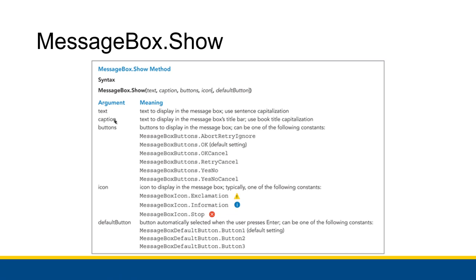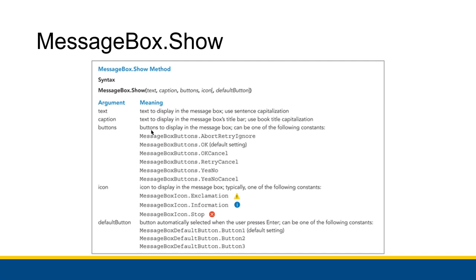You have a whole bunch of arguments. The text will actually display in the message box, and you use sentence capitalization. You're talking to the user normally, saying like, do you really want to exit, or record deleted, or delete the record, or empty the recycling bin, you know, that kind of stuff. The caption is the text to display in the title bar. You use book capitalization as if you were titling a book, so every word except for prepositions capitalized.